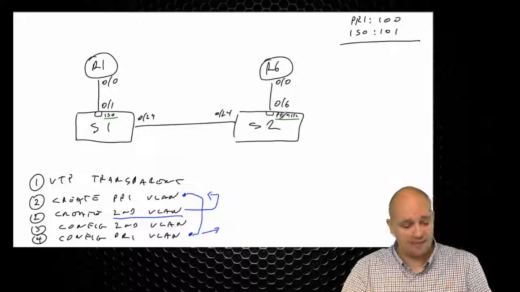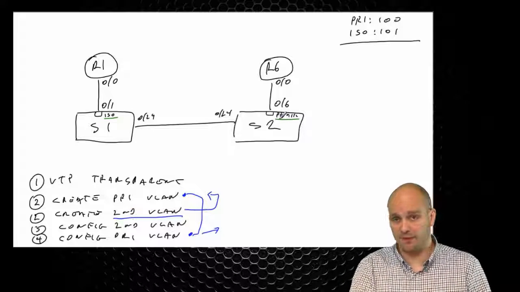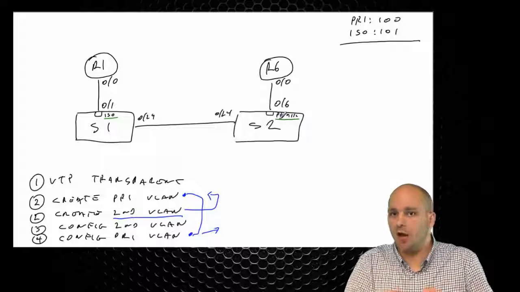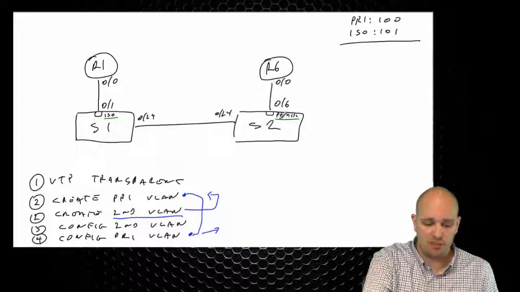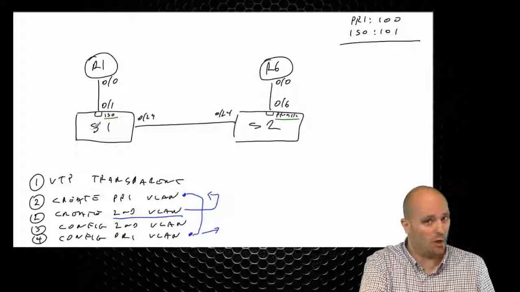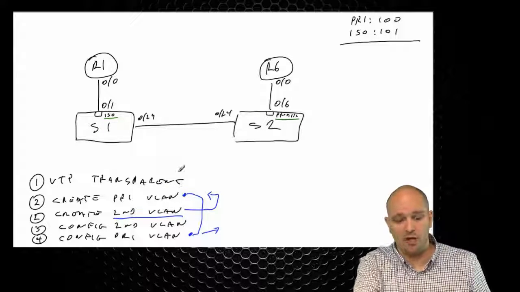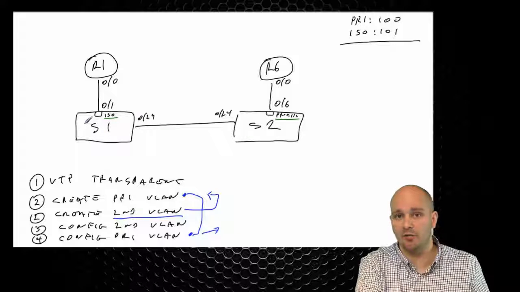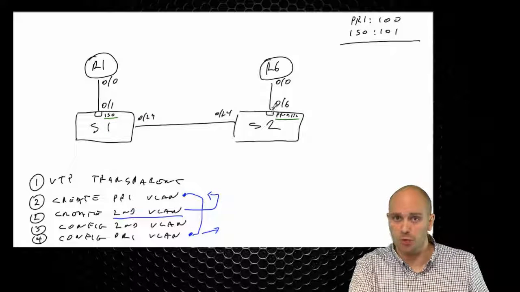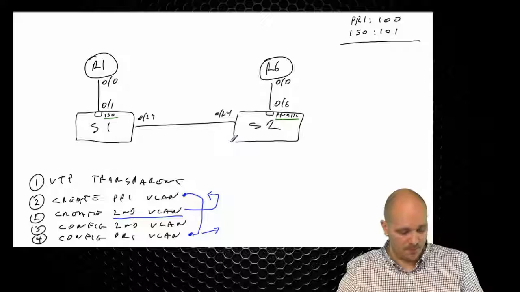Now, to do that, we actually need to replicate the configuration on switch 2, because currently what we have is just configuration on switch 1. Remember, there is no VTP now in place because we are using the transparent mode to actually replicate our VLAN configuration from switch 1 to switch 2. So we have to do this manually.